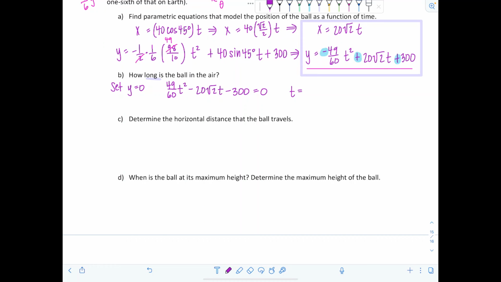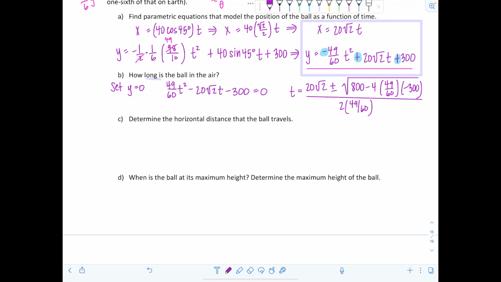So t equals opposite of b plus or minus the square root of b squared. So 20 squared is 400. √2 squared is 2. So 400 times 2, that's 800. Minus 4ac, all over 2a.